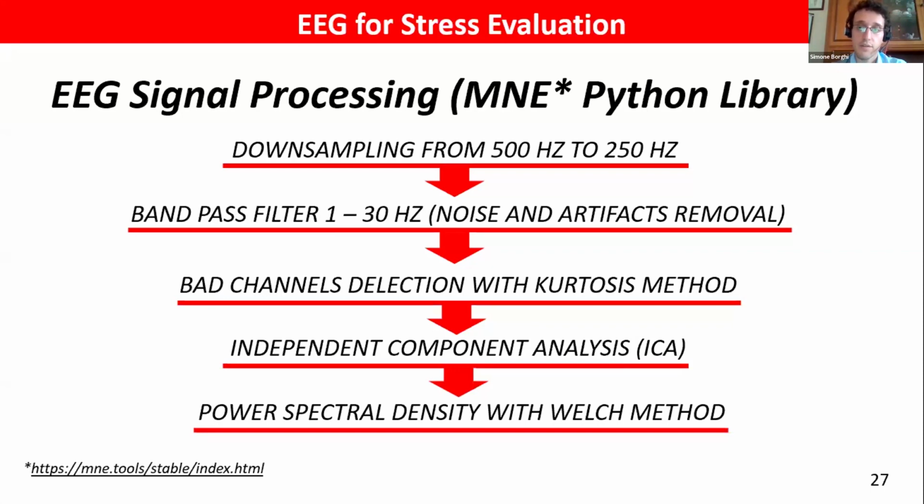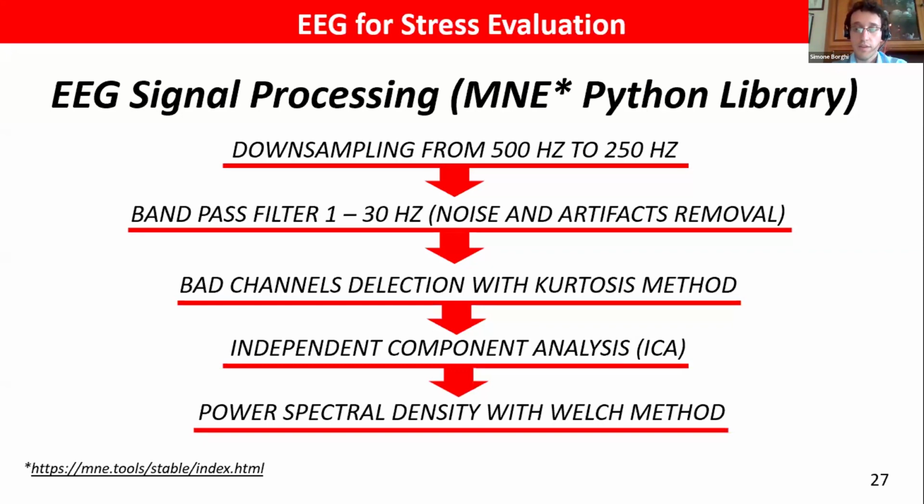Initially, the raw EEG signal was downsampled, a step taken to alleviate computational demands. Next, a bandpass filter is employed for noise reduction, effectively eliminating high-frequency interference and extraneous frequencies beyond our areas of interest.